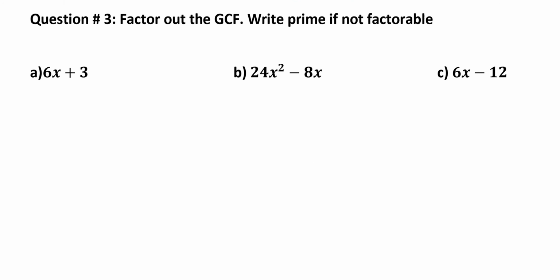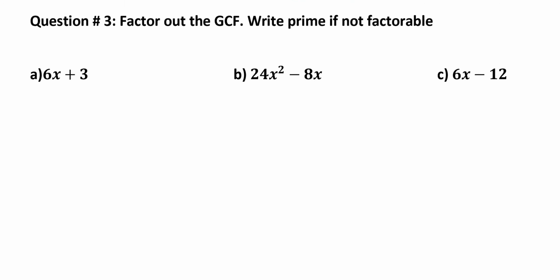Okay, let's move on to the next questions in the homework section. Question number 3, I need to factor out the GCF and write prime if I can't factor it. If I take a look at the 6 and the 3, the biggest number that divides 6 and 3 at the same time is the number 3. So that right here is my GCF.